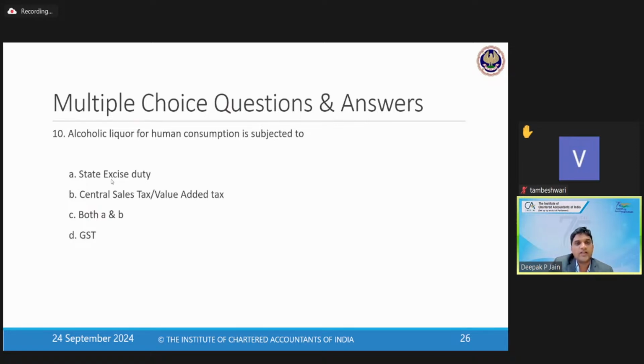State excise duty. Oh, hey, you people are saying B. Answer is C. Both state excise duty and central sales tax in case of interstate supply, and VAT in case of intrastate supply, will be applicable. On alcoholic liquor for human consumption, state excise and central sales tax or VAT both are levied. So it is answer C.